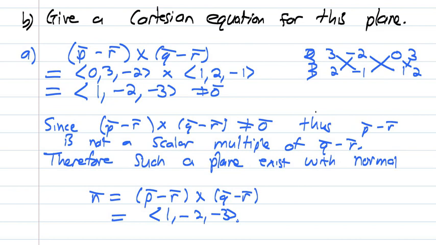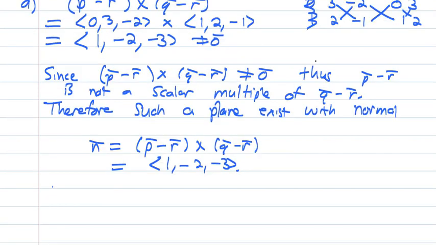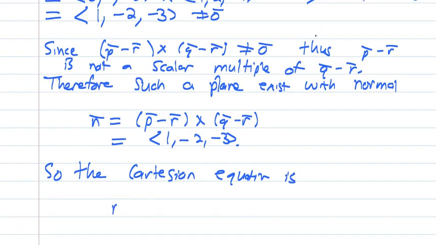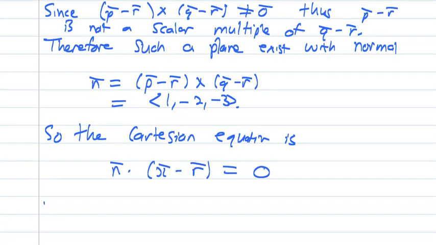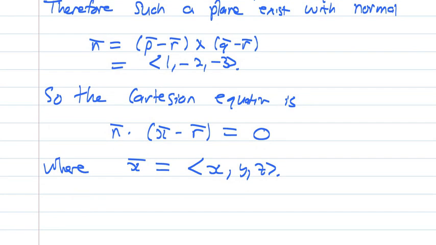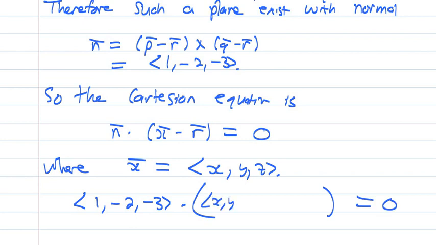Alright, and now we can give the equation for the plane. So we can say, so the Cartesian equation is n dot x minus r is equal to 0, where I'm going to use the convention that vector x has components x, y, and z. And now let's fill in. So n is the vector 1, minus 2, minus 3, dotted, brackets are your friends. So this is x, y, and z, minus r is the vector.